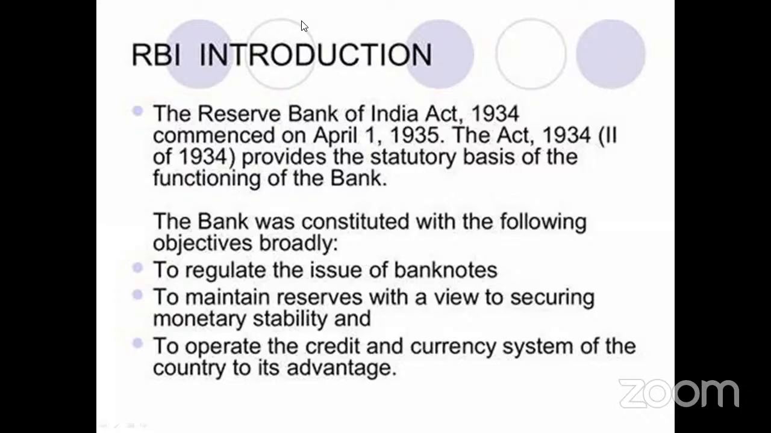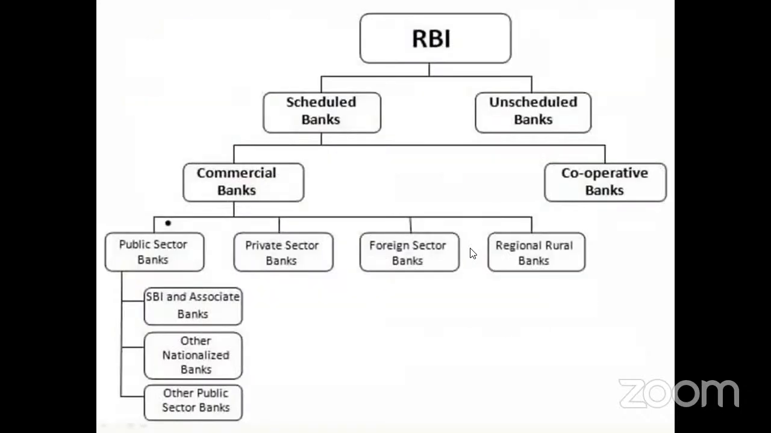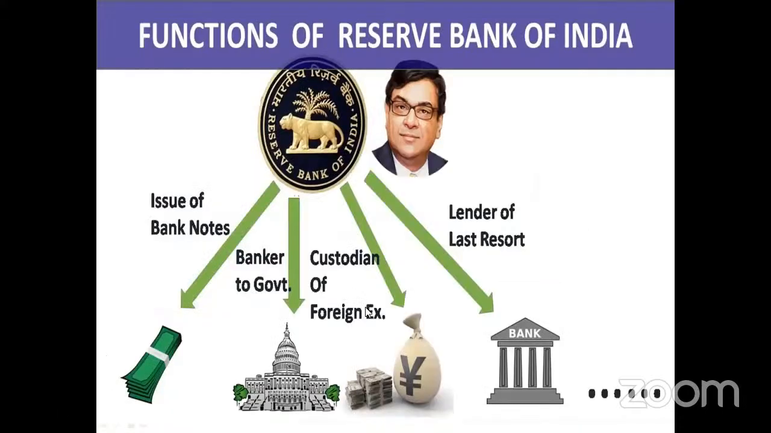Okay. So tomorrow we'll see what is RBI and what sectors we have. I think this is very, very important. Scheduled banks, unscheduled banks, commercial banks, non-commercial, that is cooperative banks. In the commercial banks, we have four types: public sector banks, private sector, and foreign sector, and there are regional rural banks. Tomorrow I'll give the explanation about this.